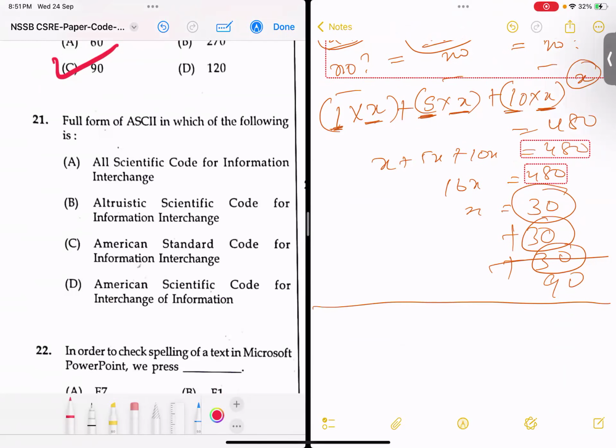The direct question, the full form of ASCII is which of the following? So it's the short form for American Standard Code for Information Interchange, okay?